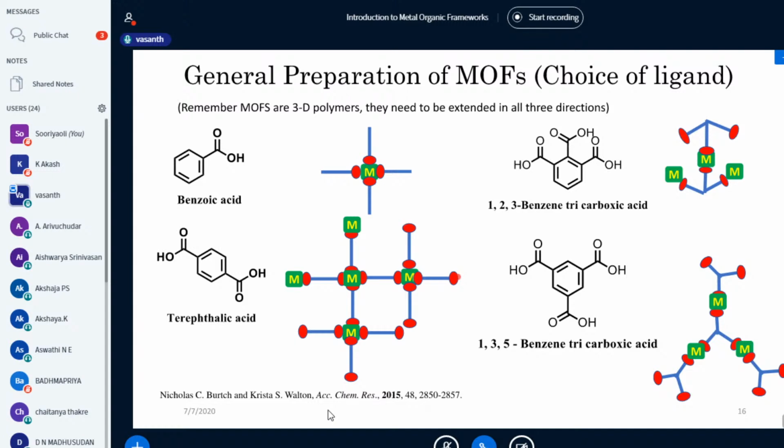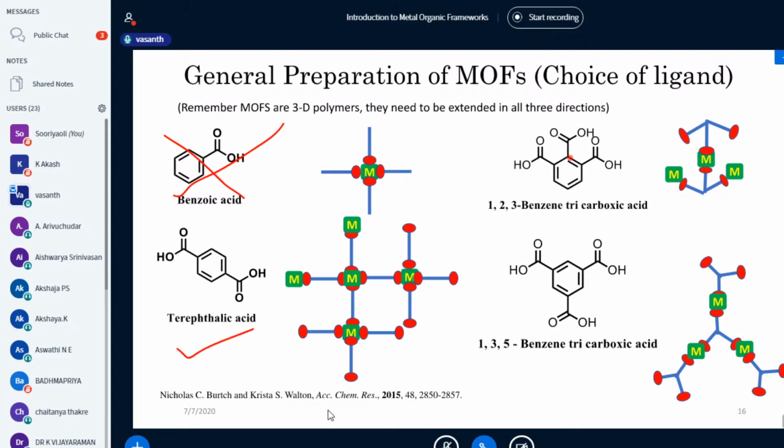Similarly, I can put in one metal center here, and which can be extended and extended. This structure can be extended into a 3-dimensional structure, whereas the structure with benzoic acid cannot. So if you have to prepare a metal-organic framework, I have to avoid using benzoic acid, whereas terephthalic acid is favored.